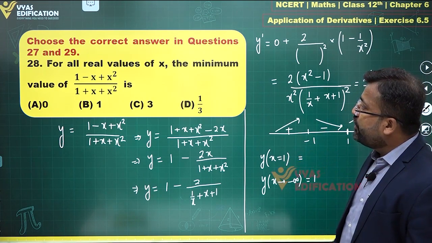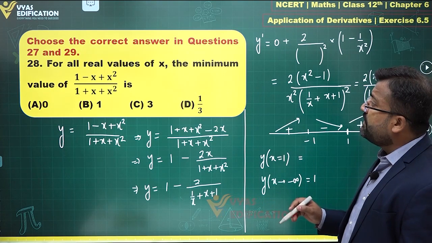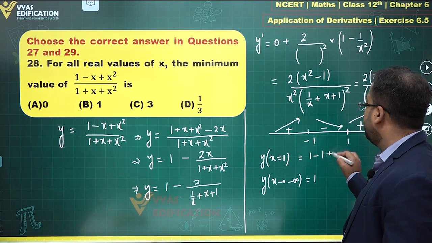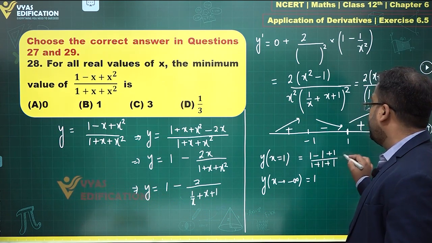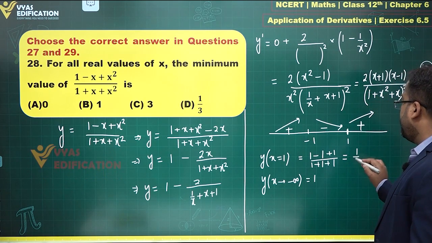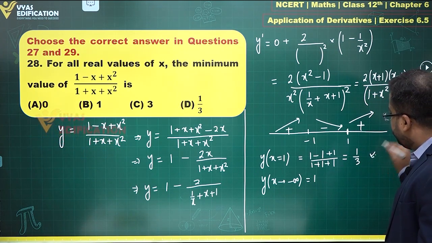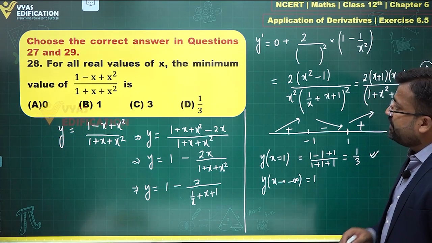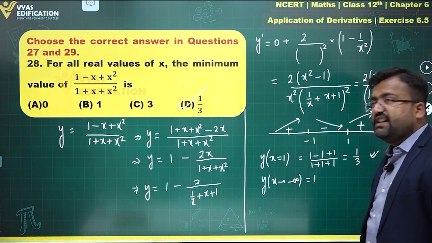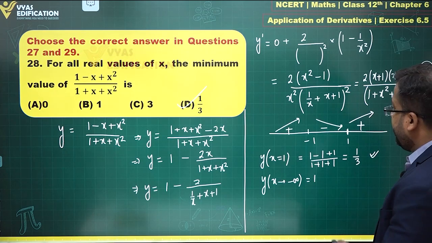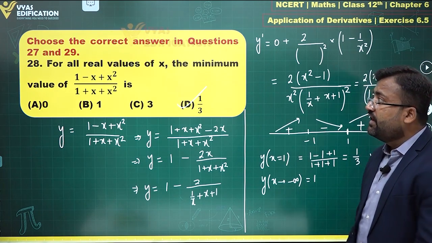For x equal to 1, what do you get? This becomes 1 minus 1 plus 1 upon 1 plus 1 plus 1. What is that? This is 1 upon 3. Okay, this is smaller. So this is the minimum value of this function, which is option D. That's the correct answer for this question, question number 28.